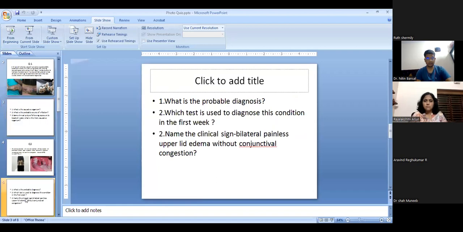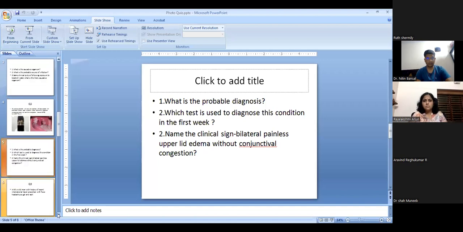Now going to question two, the probable diagnosis is Epstein-Barr virus-related infectious mononucleosis. The test in the first week is going to be Epstein-Barr virus PCR. And the clinical sign, as Madam has clearly explained, is the Hoagland sign.